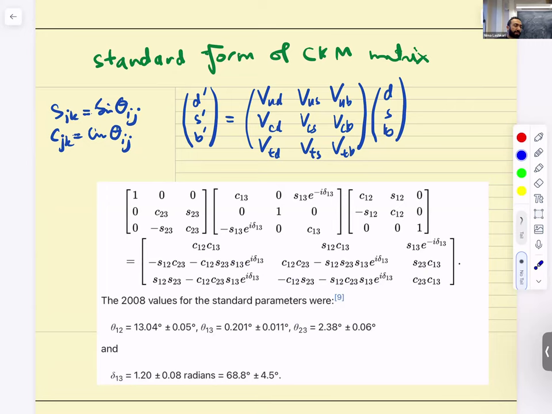The rest of the parameters are real. Now, something you notice is that all these angles are small. The largest angle is 13 degrees. These others are like 0.2 degrees. There is no explanation of this in standard model particle physics. We don't know how to generate these numbers. These are parameters that go into the model, and the CKM matrix happens to be very close to identity. We do not know why.